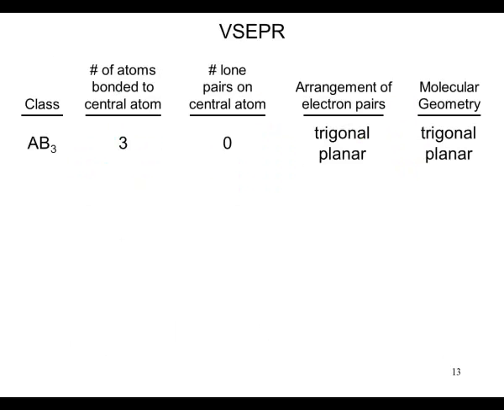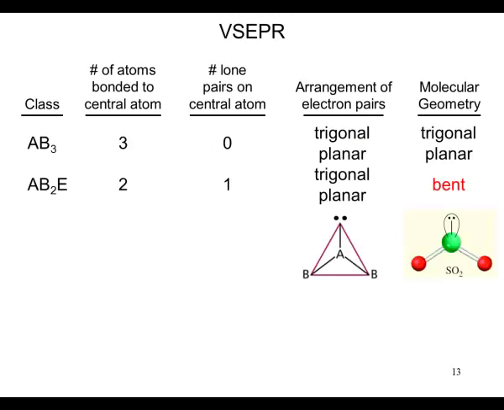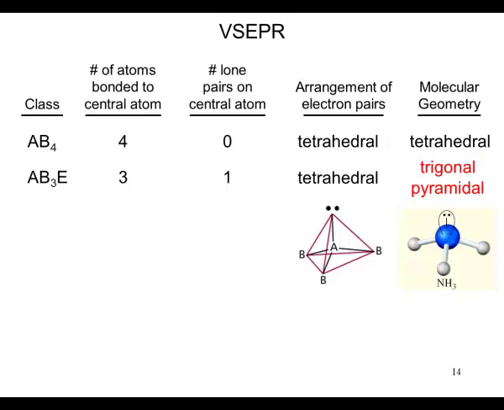Let's see the effect of adding lone pairs to regular geometry. Here we have the case of two atoms bonded to the central atom. The number of lone pairs is 1. The electron arrangement is trigonal planar, but the molecular geometry is bent. Sulfur dioxide is an example. With three atoms bonded and one lone pair, the electron arrangement is tetrahedral. The molecular geometry is trigonal pyramidal. An example is ammonia.